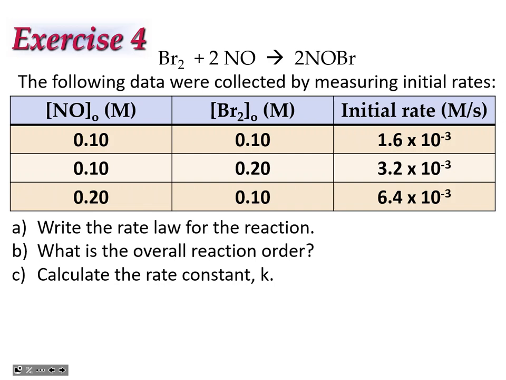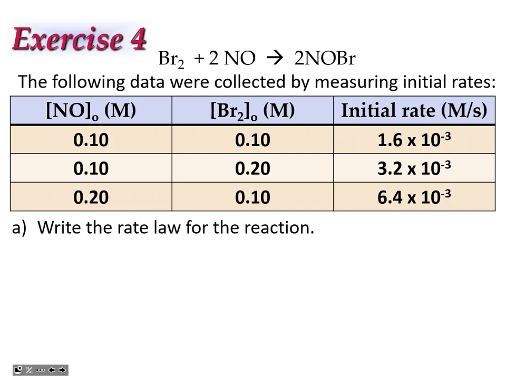All right, so here we're going to write the rate law, we're going to determine the overall order, and do the calculation for the rate constant. So let's start with the rate law. We're given experimental data. That means we need to use the different experiments to figure out the order of the reactant for each reactant. We have bromine and we have nitrogen monoxide.